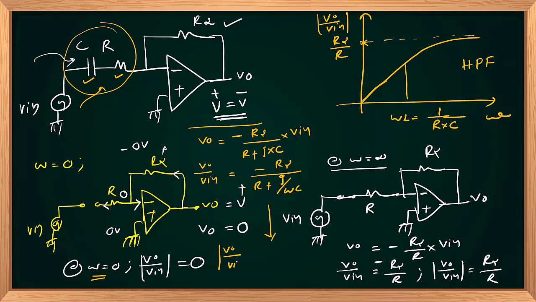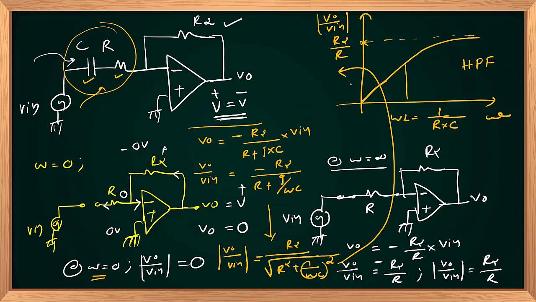Taking the magnitude, the magnitude of V out by V in is equal to R2 upon the square root of R square plus (1 by omega C) the whole square. And the maximum gain is R2 by R. So I am taking R2 by R common: R2 in the numerator divided by, taking the R square term out under the square root, 1 plus (1 over omega R C) all squared.